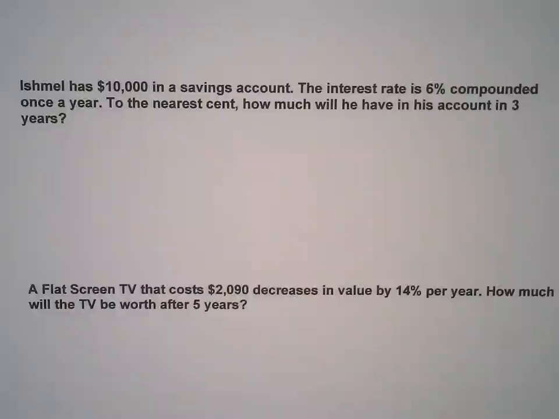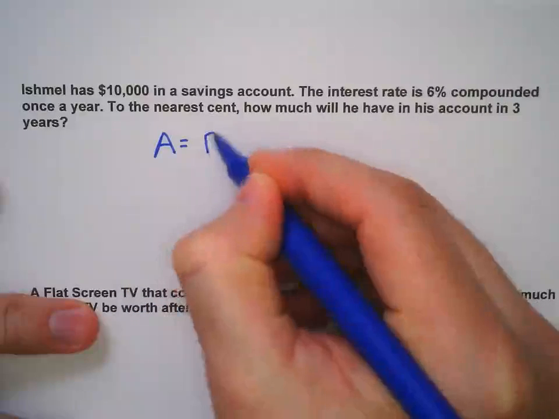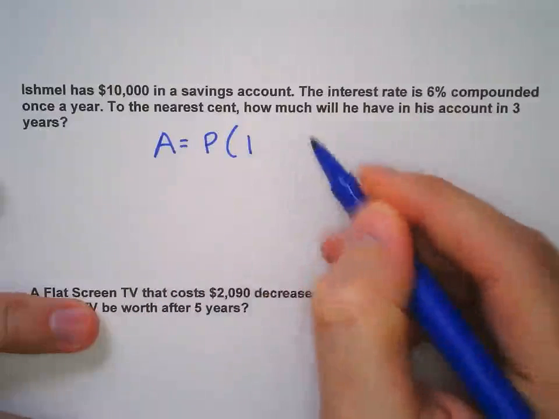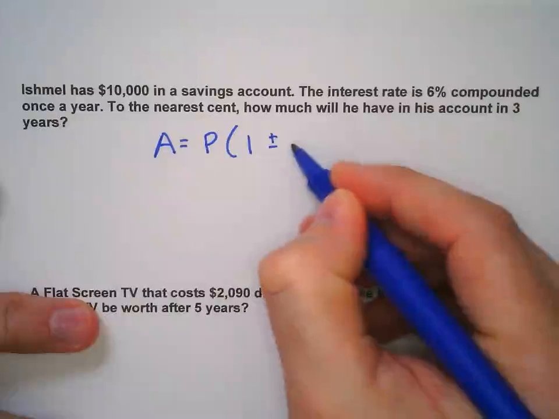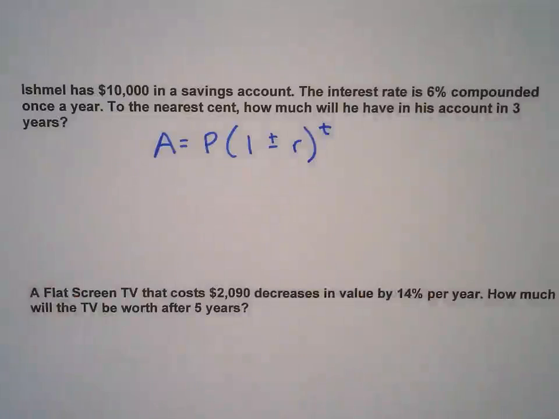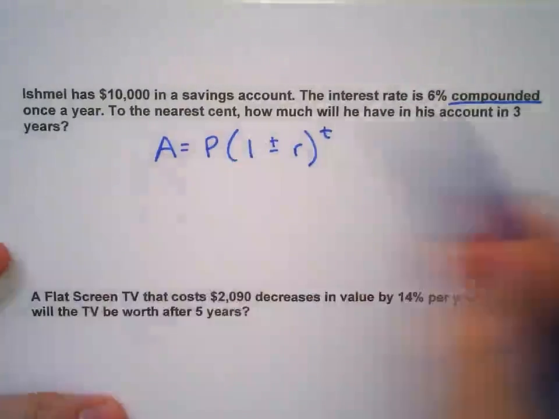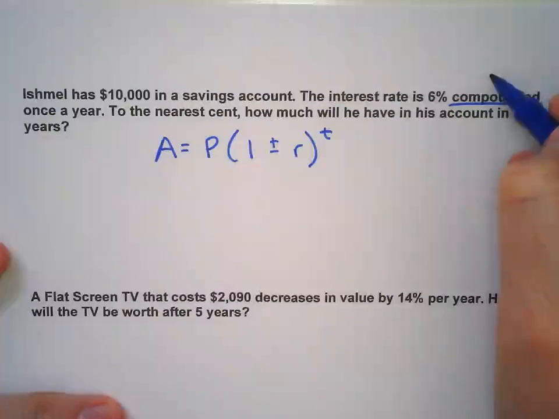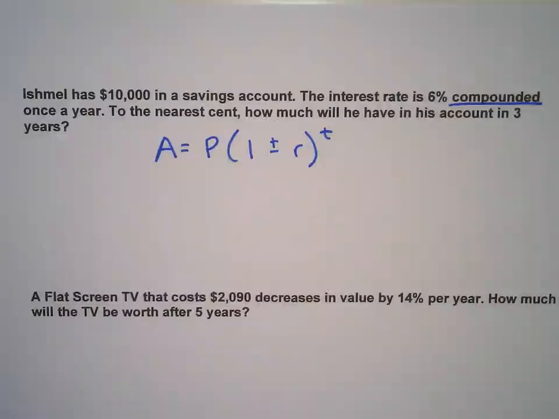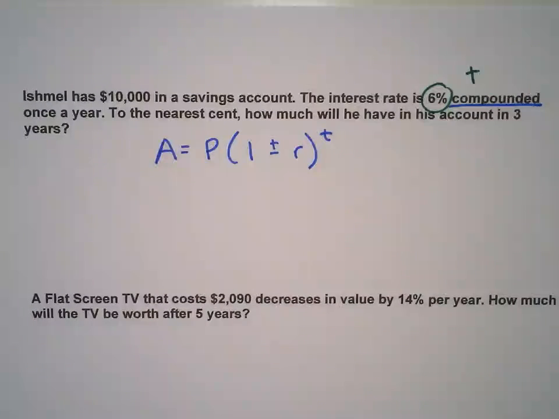So a couple things we want to look at. Our formula is A equals P, and then it's 1 plus or minus your interest rate raised to the t time. So we have to figure out, is this a growth or is it a decay? Notice it says the interest rate is compounded once a year. When you see something like that, you're thinking it's going to be a growth, so it's a plus, and we're growing by 6%.